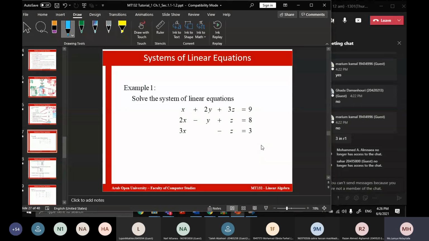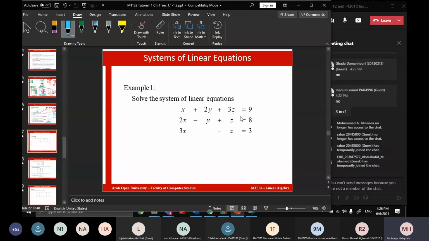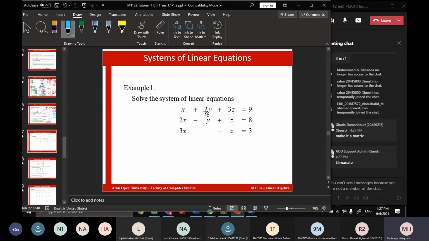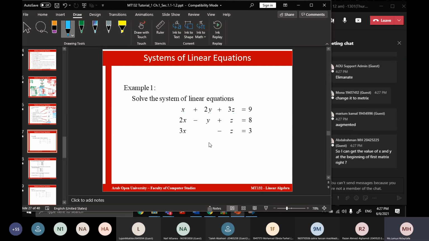Okay, let's solve this one. Solve the system of linear equations. What is the first step we have to do? Tell me, what is the first step we have to do? This is the linear system. Is it a linear system? Yes. X, Y, Z, correct? And so on. Okay. What do we do? First step, we said we put it in the matrix. Which kind of matrix? The augmented matrix.